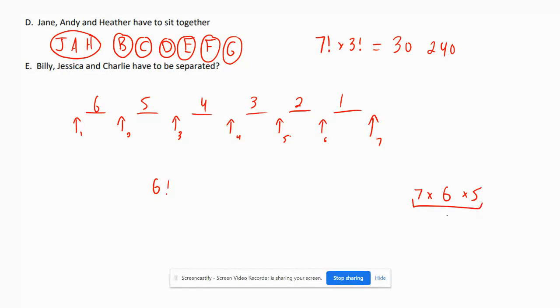Now this calculation here is 7 pick 3. Okay, so this calculation is going to be 6 factorial times 7 pick 3. So 6 factorial is 720 times 7 pick 3, which is 151,200. All right.